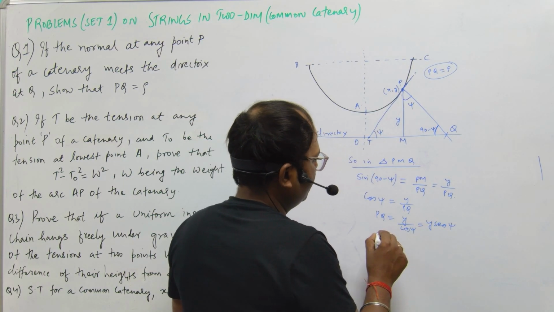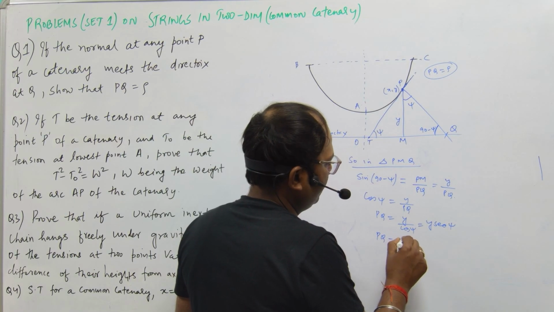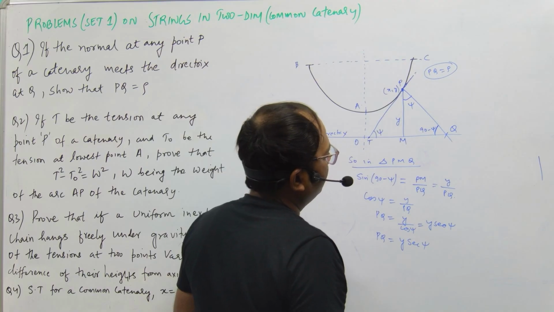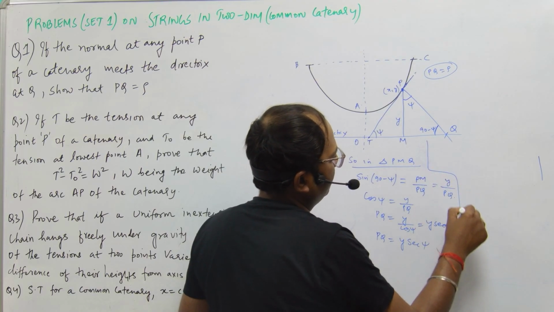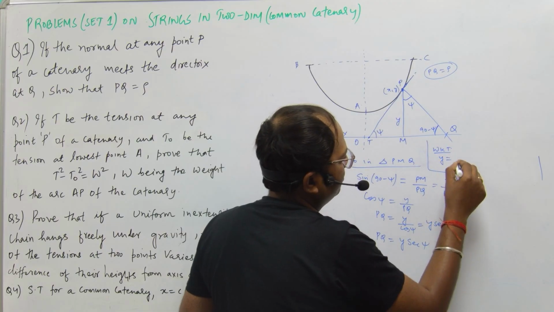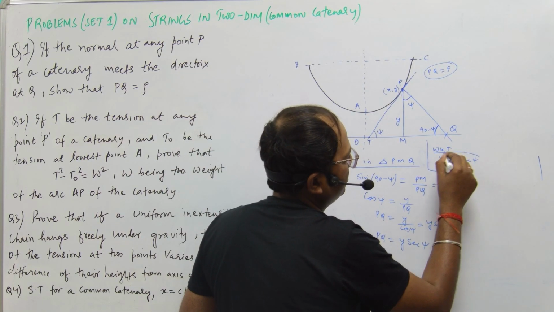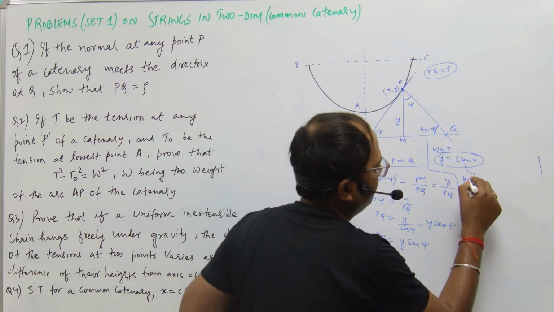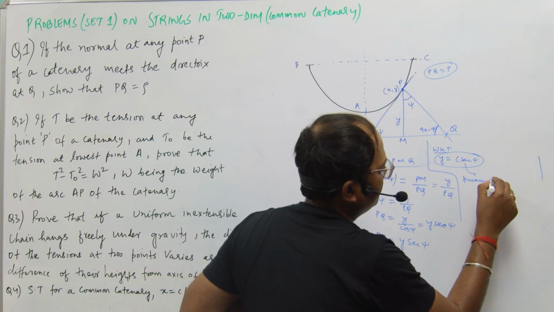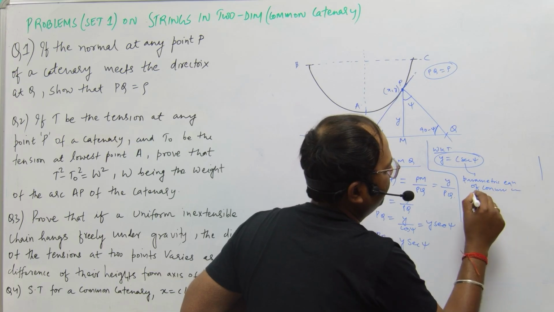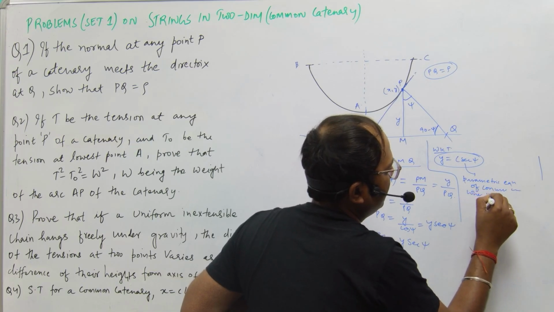Okay, so this is PQ is equal to y times sec psi. And we know that y is equal to c sec psi. This we have already discussed. So this is the parametric equation, which we have discussed in the parametric equation of the common catenary, where psi is the parameter.